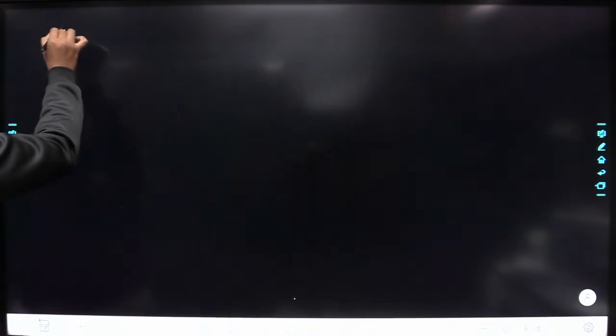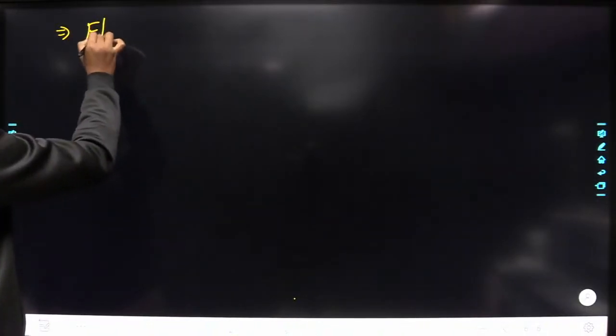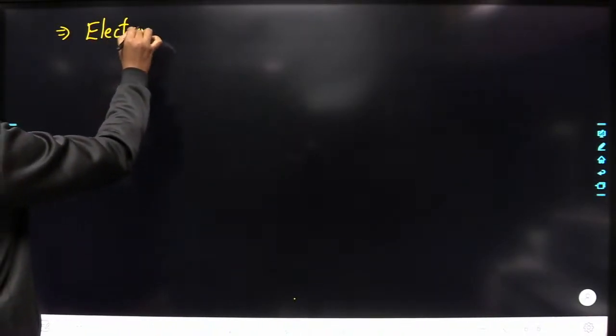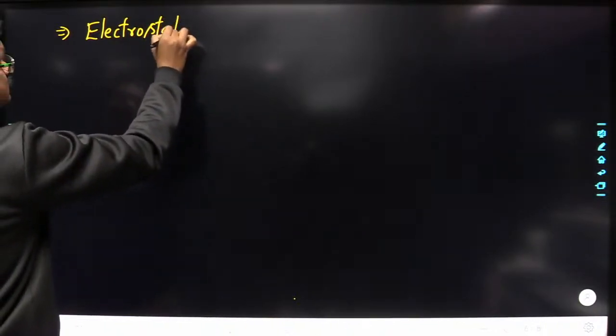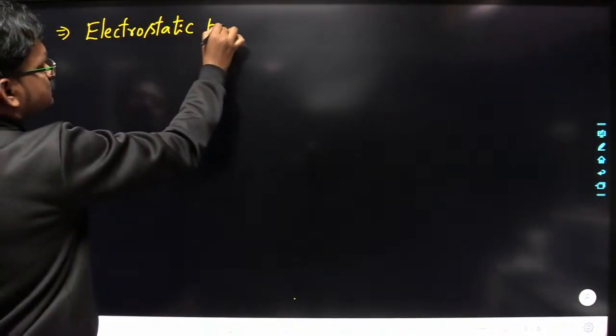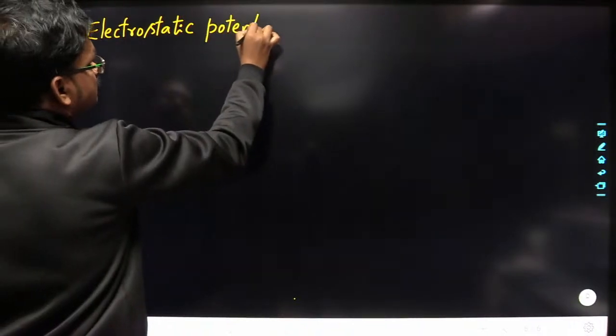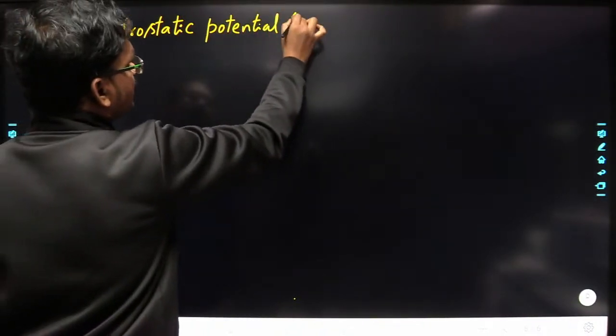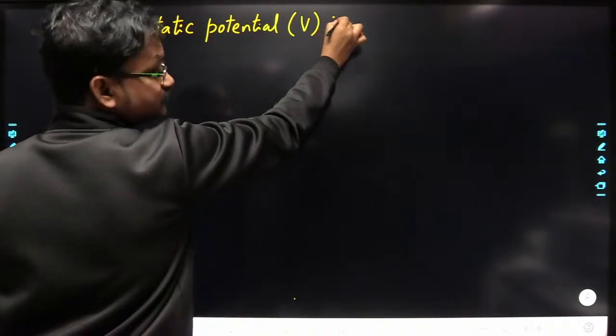Next. So next is electrostatic potential. Electrostatic potential will be represented with V.